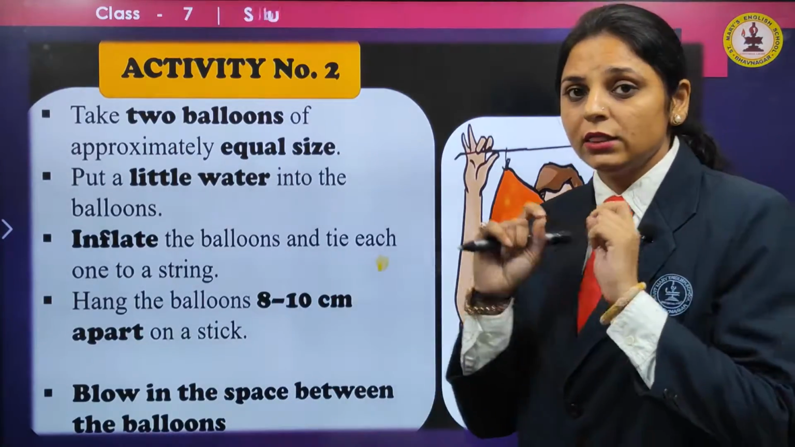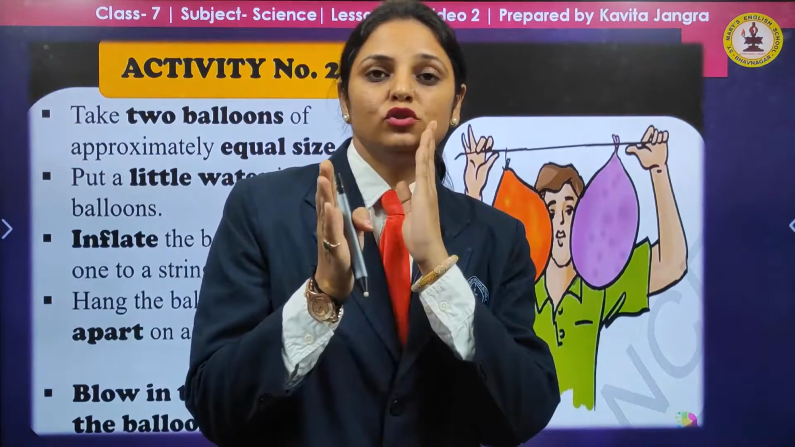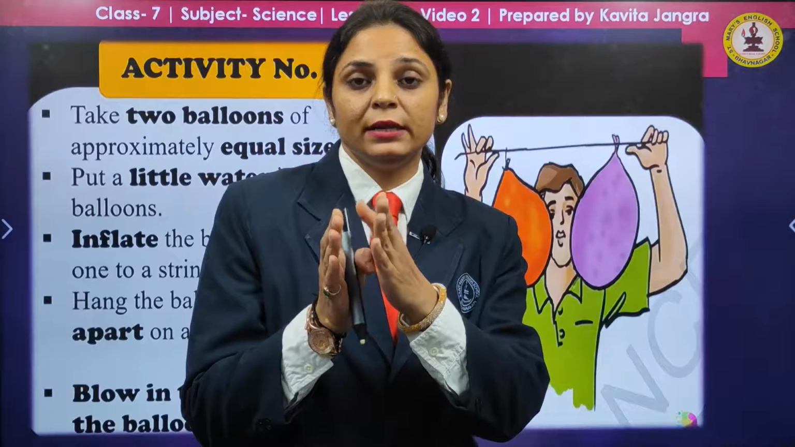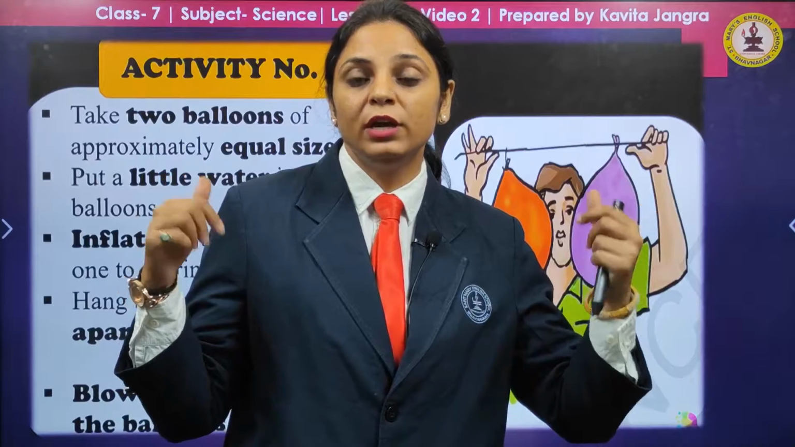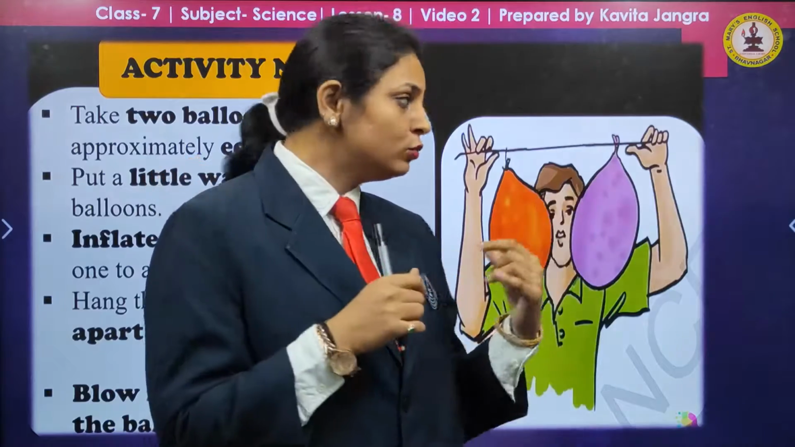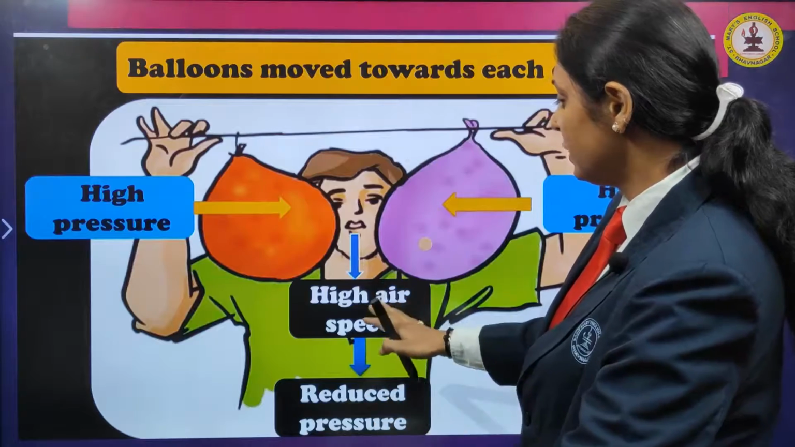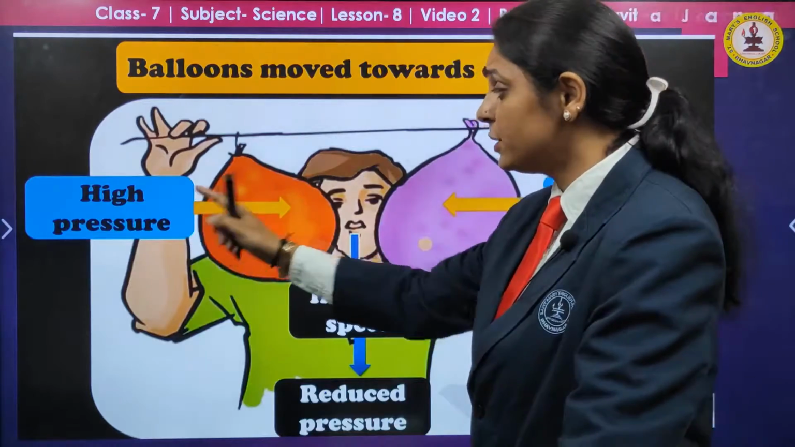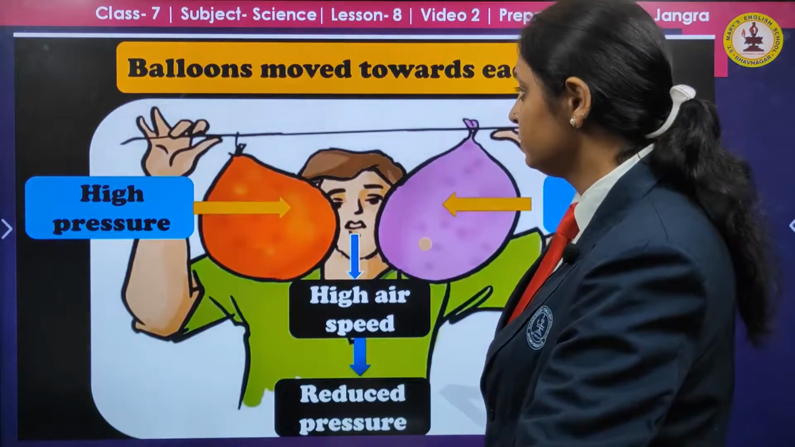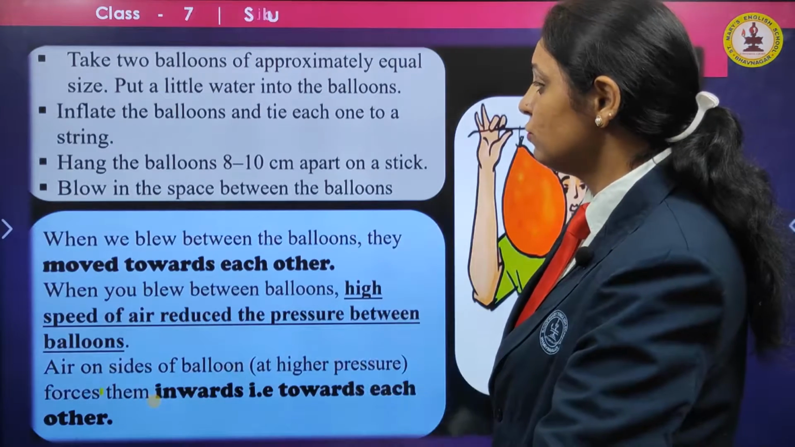Second activity, take two balloons. Hold the two balloons and blow air in between them. High speed of wind, what will it create? Low pressure. And on either side of the balloons, what will there be? High pressure, and the movement of the wind will be from high pressure to low pressure. So both balloons will move in an inward direction. This way, the high speed air reduces the pressure, and the outer side has high pressure. This is the movement of the balloons when there is a pressure difference.